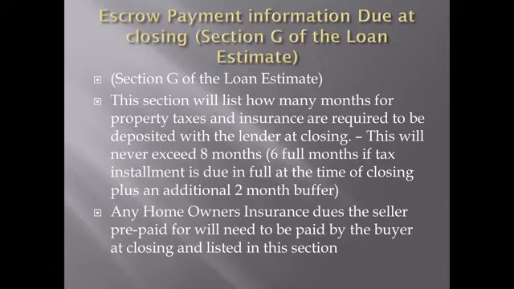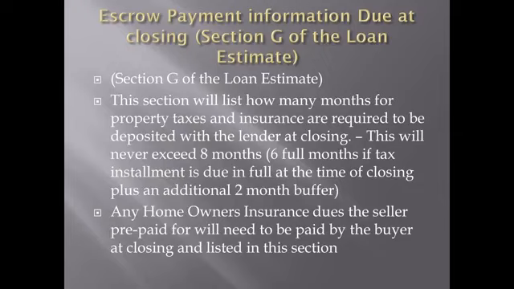Now, this section will list how many months for property taxes and insurance are required to be deposited with the lender at closing. Now, this will never exceed 8 months, okay, because we need 6 full months up front, plus we need about a 2-month buffer. And depending on the time of the year that it's in, sometimes it's as low as 4 months, okay? We've even seen as low as 2, if, for example, the taxes were just paid, okay? Now, just be prepared, though, to come in with no more than 8 months.